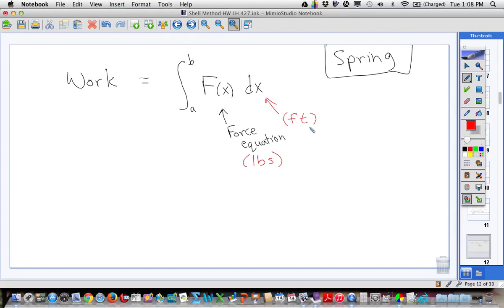So when we see big F of x, we don't want to think antiderivative or anything. We want to think force. Okay? We want to think force. So we want an equation for pounds. Now, how do we get that?